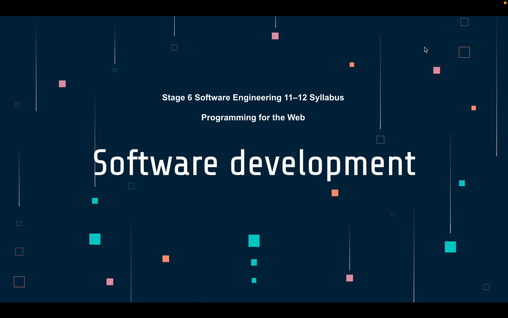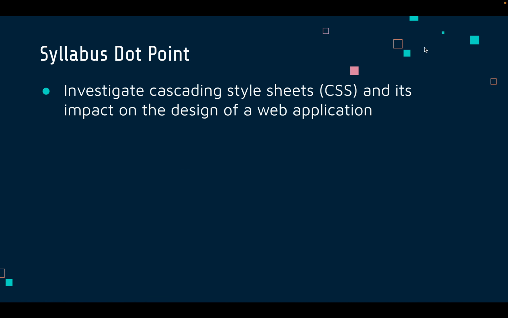This video tutorial is intended for the Stage 6 Software Engineering New South Wales syllabus, topic Programming for the Web. We will start dot point 9 on the syllabus, Investigate CSS and its impact in the design of web applications. Before watching this, you should have covered HTML basics, HTML structures, tags, attributes and elements, and how you can use them to compose a web page.